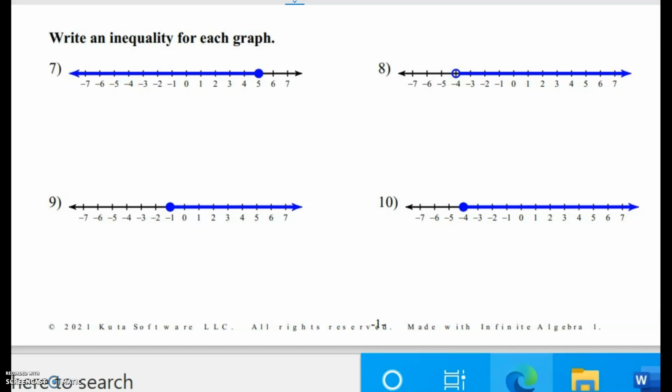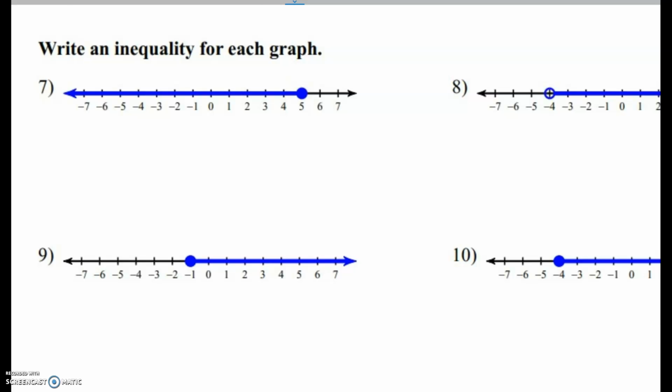Number 7 and 9, write an inequality for each graph. So this time we're working backwards. We can see the graph of the inequality. We need to write down what the inequality is. Okay, so number 7, I can see that it is a filled in circle, so I do know that it's going to be equal to 5. And then it's going to the left of 5, so it's less than or equal to 5.